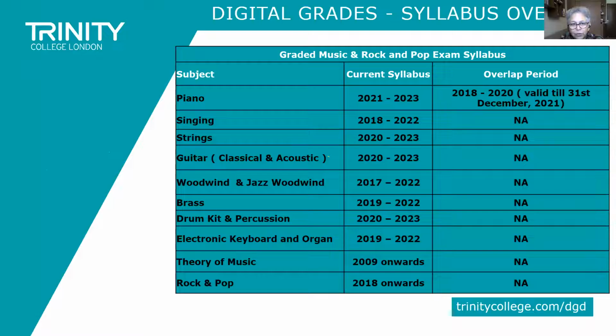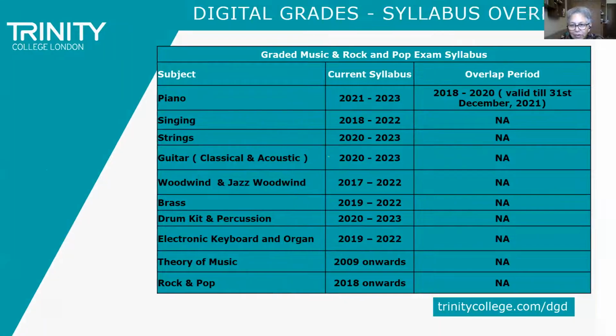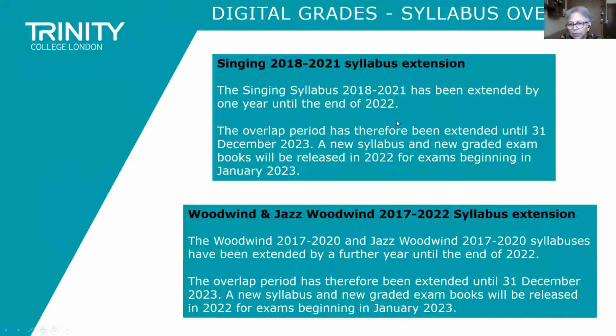So these are the few things I showed you last time also. On validity, I will reiterate that the singing syllabus has been extended for 1 year until the end of 2022. So the overlap will be till December 31st, 2023. And as is there for the woodwind and jazz.